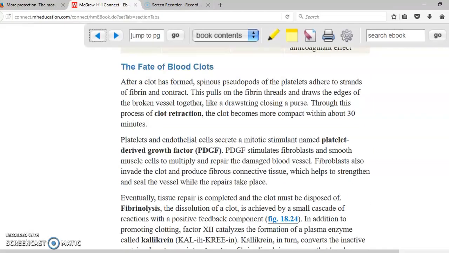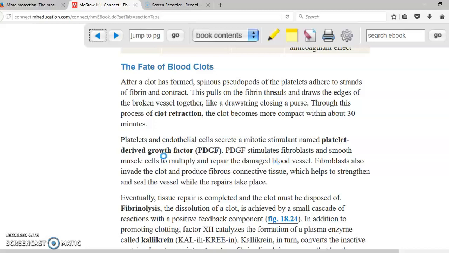So what happens with the blood clot? Once you create a blood clot and it's strong and it stops us from bleeding, then the area of the blood vessel that was damaged needs to get repaired. For that reason, the platelets as well as the cells in your blood vessels are going to release something called platelet-derived growth factor. Why? Because it will stimulate the fibroblasts as well as the smooth muscle cells in your blood vessels to multiply and repair the damage that happened in the blood vessel. Eventually, you are going to repair the area that was damaged.